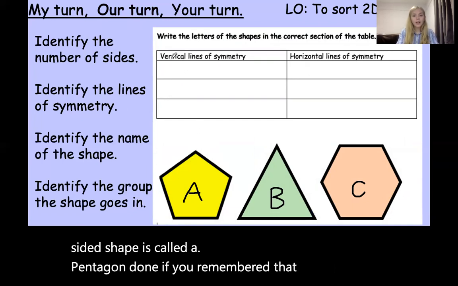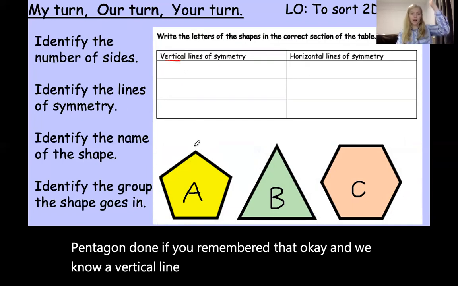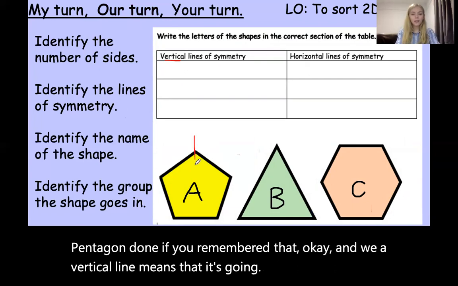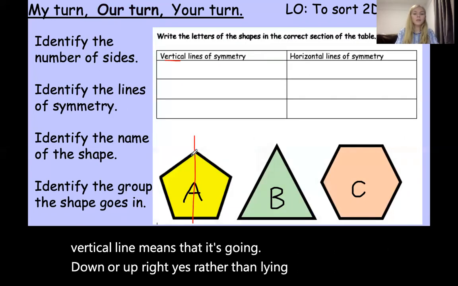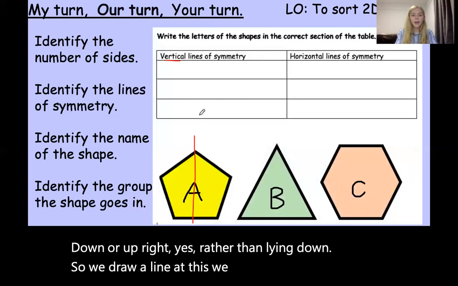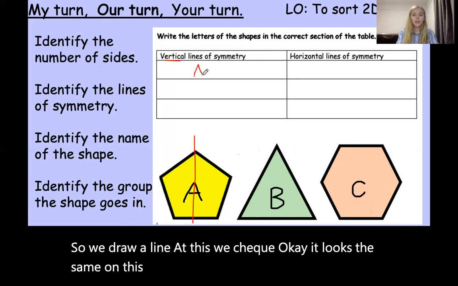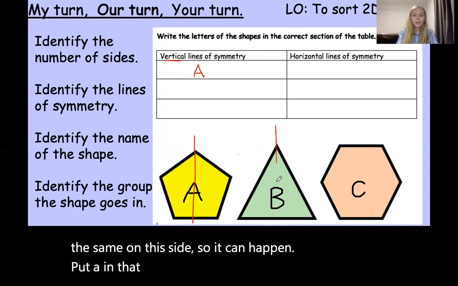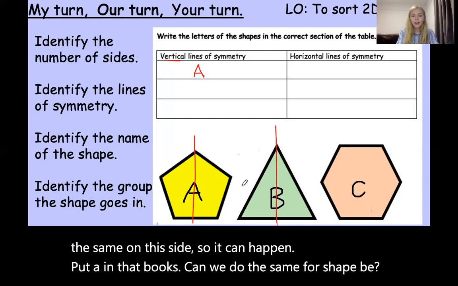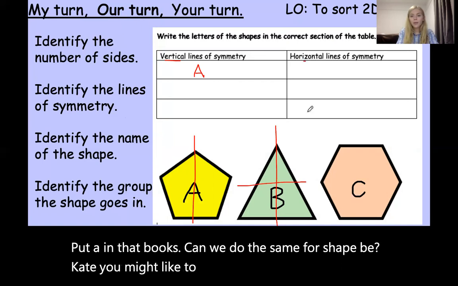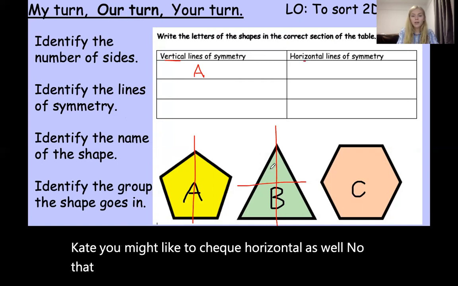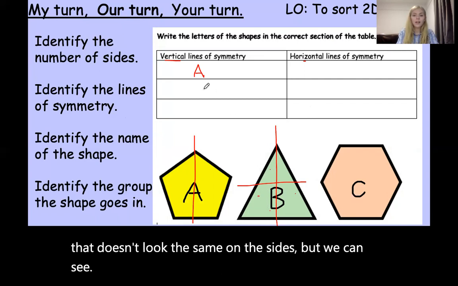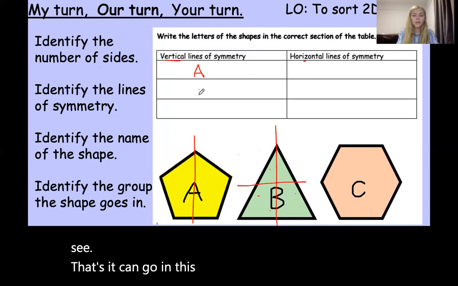Okay, and we know a vertical line means that it's going down or up, right? Yes, rather than lying down. So we draw our line like this, we check, okay, it looks the same on this side. So we can put our A in that box. Okay, we do the same for shape B. Okay, you might like to check horizontal as well. No, that doesn't look the same on these sides, but we can see that it can go in this box for vertical. So put B here, okay?